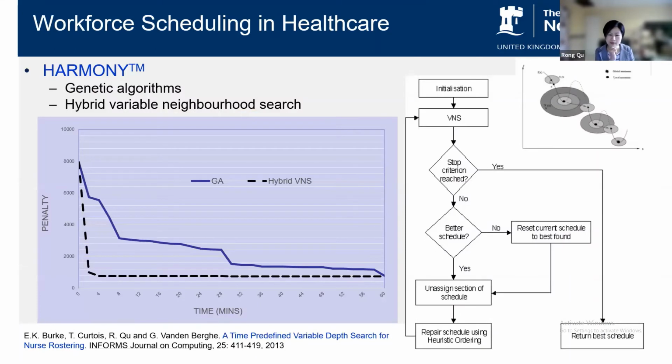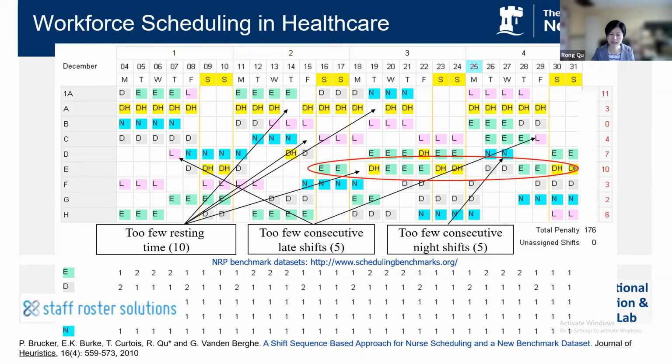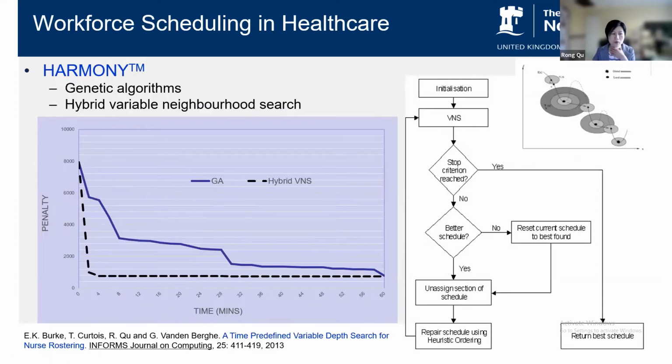In this variable neighborhood search, we designed different operators scheduling different lengths of shifts in the sequences. It turned out to be quite effective in the end. We have also done additional modeling on shift sequences and developed a quite effective approach later on in the research. So that's one example on workforce scheduling.